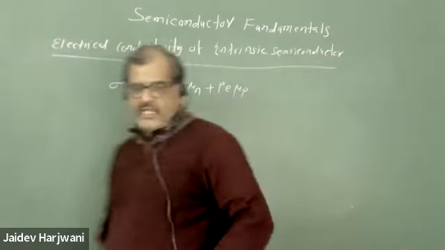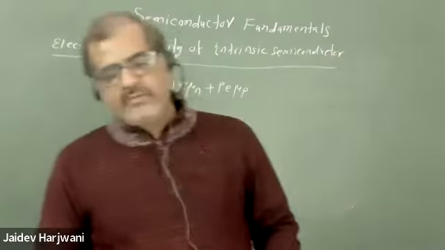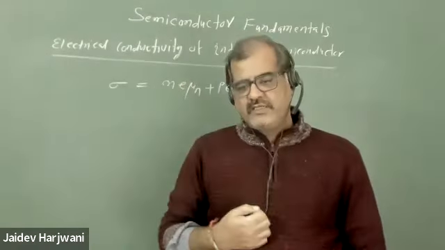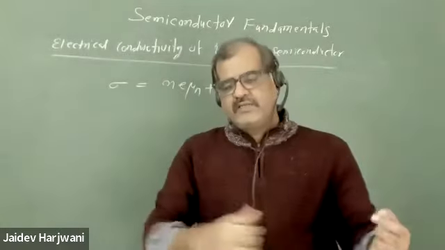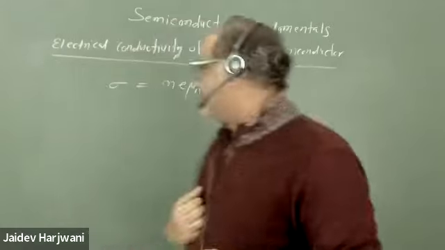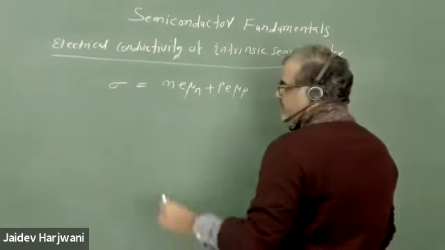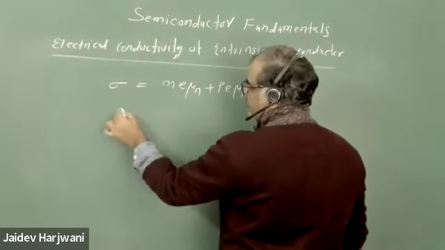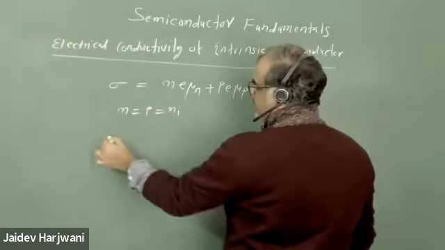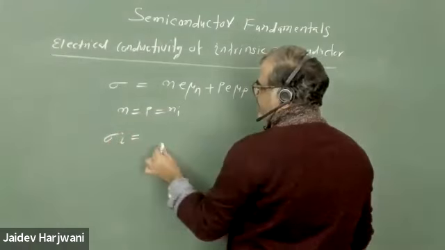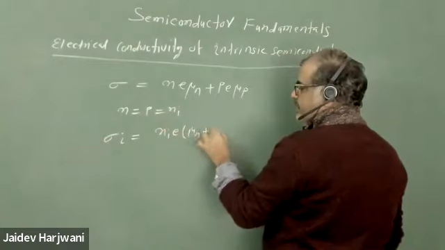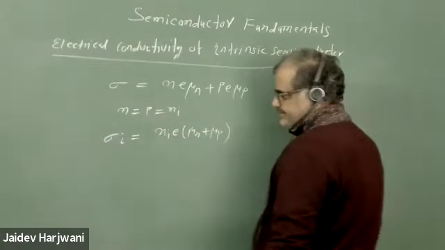Electrons will move opposite to the applied electric field, and holes will move in the direction of the electric field, but the current direction will be the same for both, so both will contribute to the conductivity. Now for the intrinsic case we have n equals p equals n_i. So I can write my intrinsic conductivity as n_i e (mu_n plus mu_p).